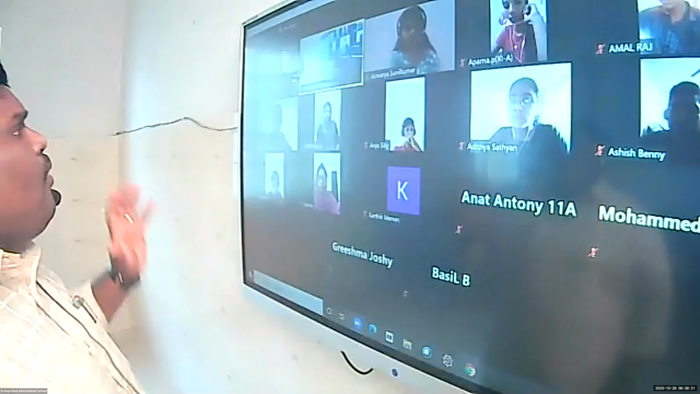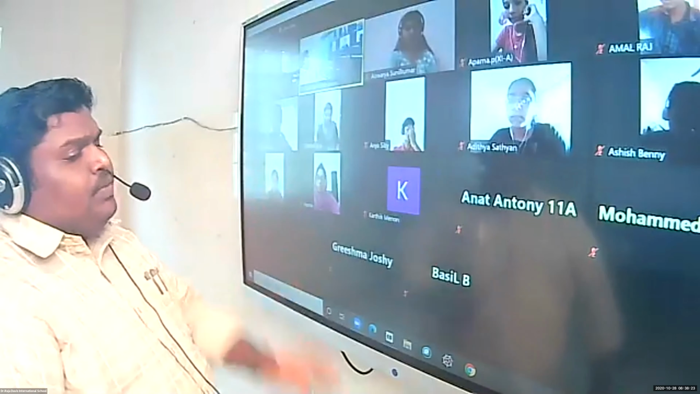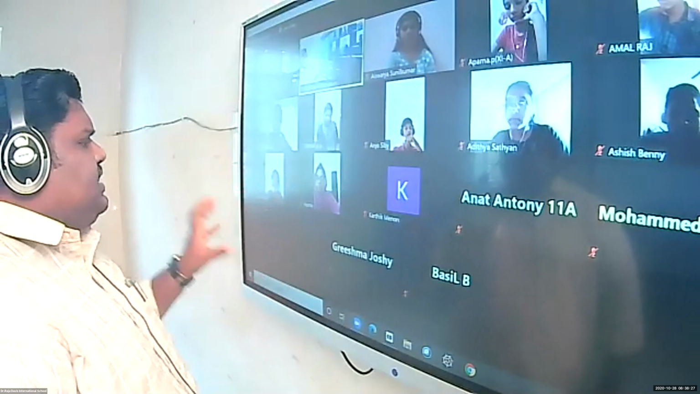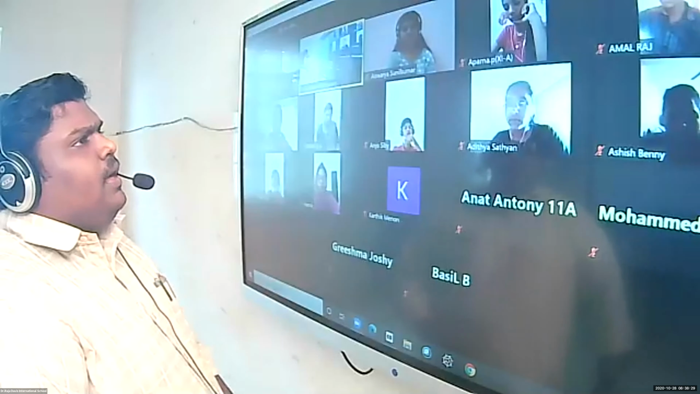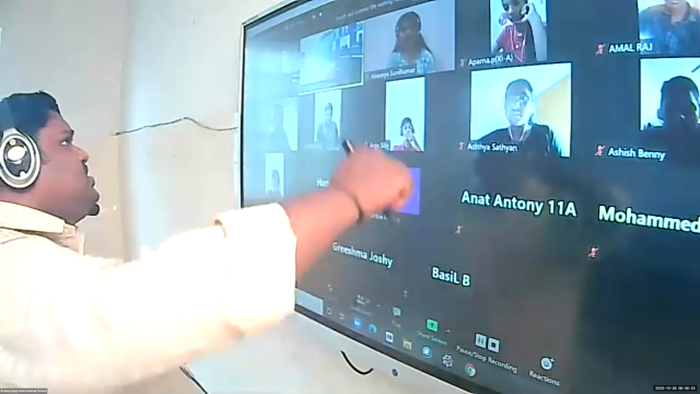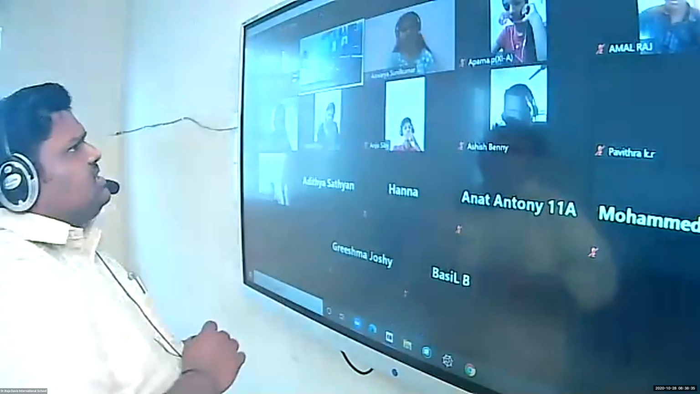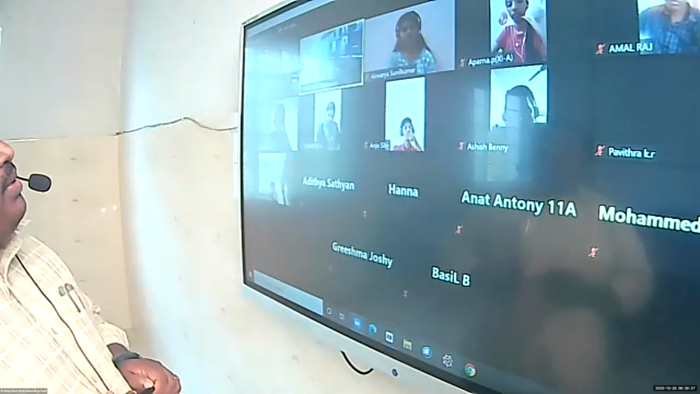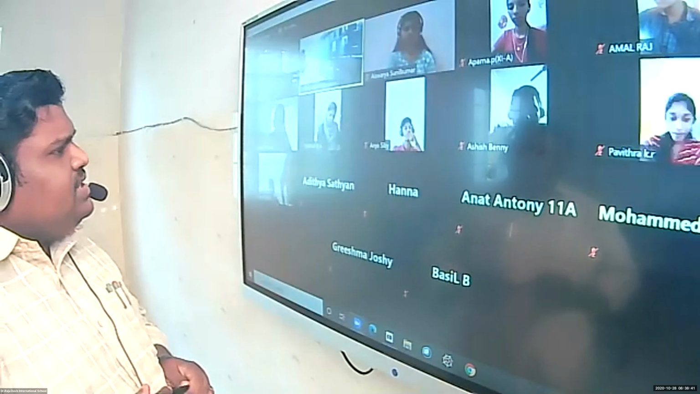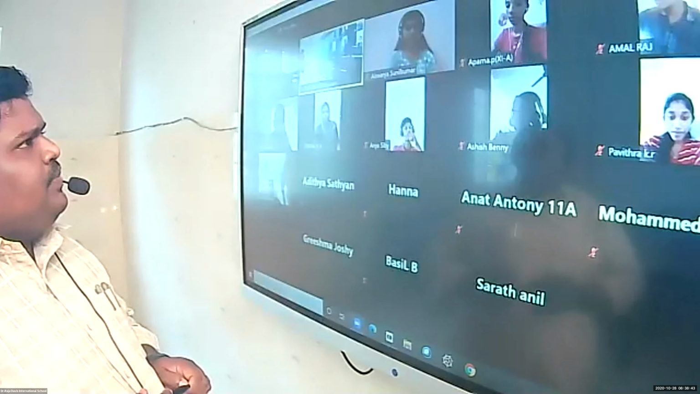The question is, how can we convert the inputs into output? For example, take the case of an industry. We know that there are a number of industries, and basically they use different materials as raw material, right? So is raw material alone considered as input? Are there any other things?